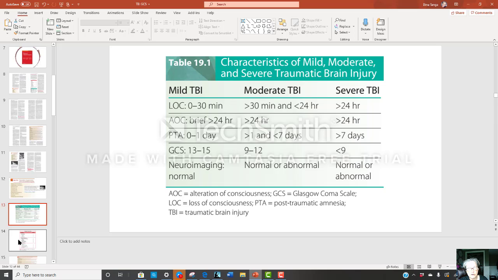PTA stands for post-traumatic amnesia. Mild TBI, 0 to 1 day. Moderate, 1 to 7 days. And severe is greater than 7 days. The Glasgow Coma Scale: mild TBI, 13 to 15. Moderate, 9 to 12. And severe, less than 9.